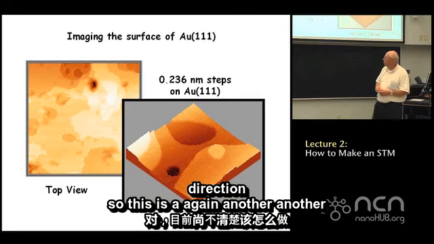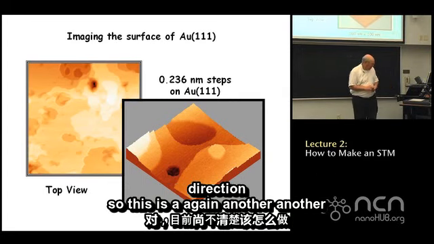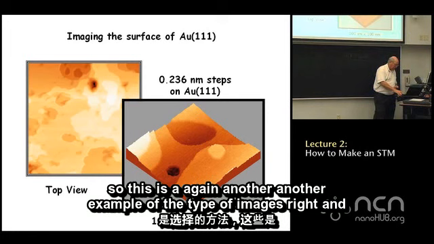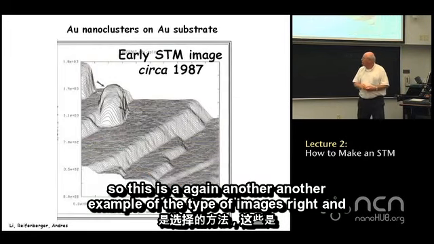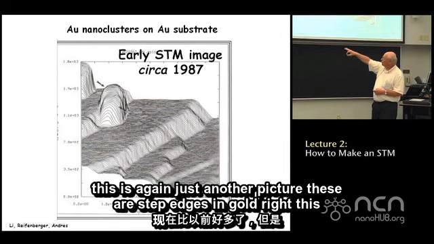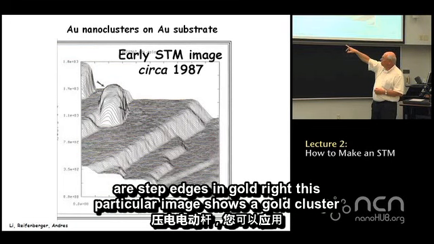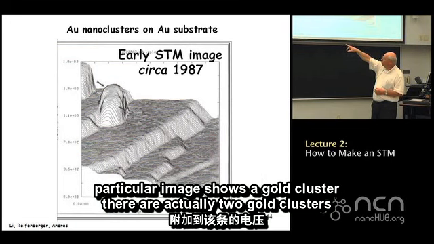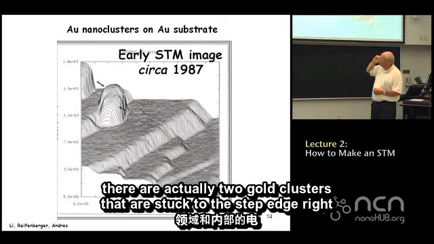So this is again another example of the type of images, right? And this is, again, just another picture. These are step edges in gold, right? This particular image shows a gold cluster. There are actually two gold clusters that are stuck to the step edge, right?